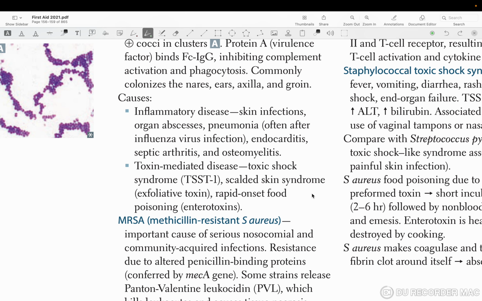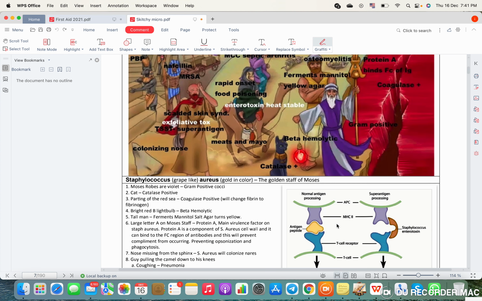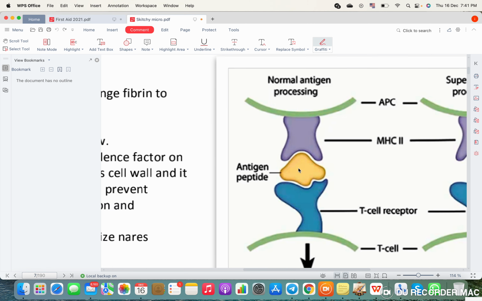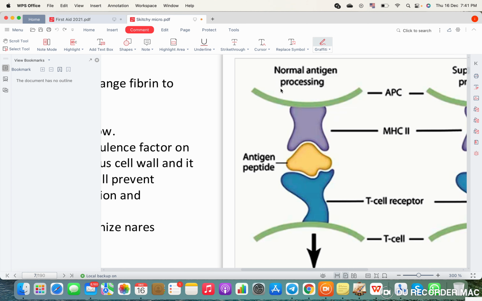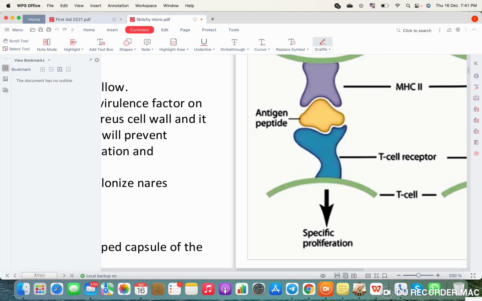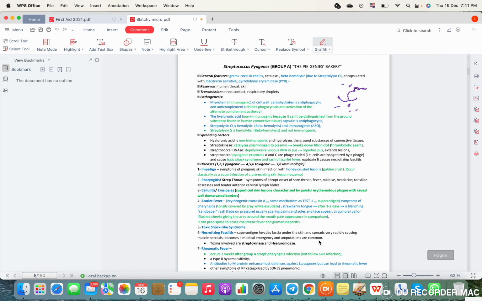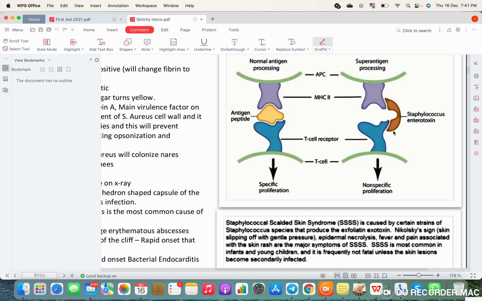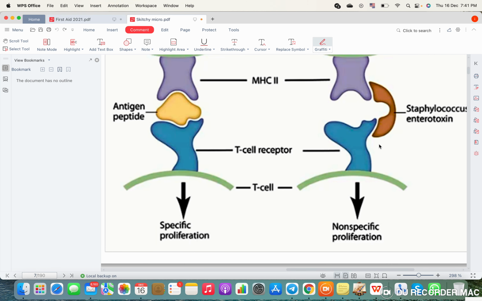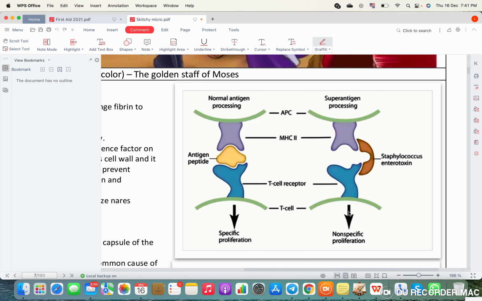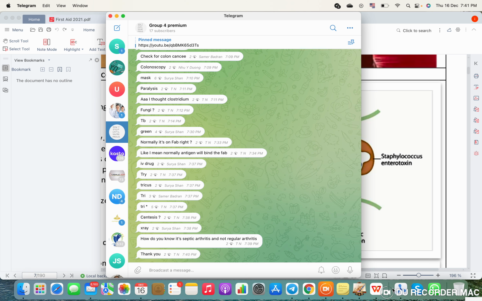So toxin-mediated disease. So toxic shock syndrome, type 1. If you remember, in case of toxic shock syndrome, I told you that the way that the super antigen and the Staphylococcus aureus toxin work, it leads to hyperactivation of the T cells. How does it do that? Well, normally antigen processing goes like this. We have the antigen presenting cells, which present an antigen to the T cells, and that leads to a response. But in some cases, we have something called super toxins, okay? How do they work? They lead to direct activation of the T cell receptor. Direct activation of the T cell receptor leads to a non-specific proliferation, and that's basically the idea of super antigen. It's basically creating a huge response that is highly inappropriate, okay?